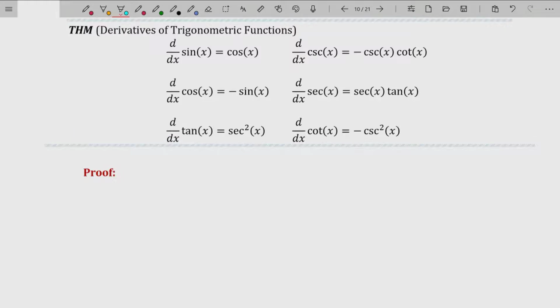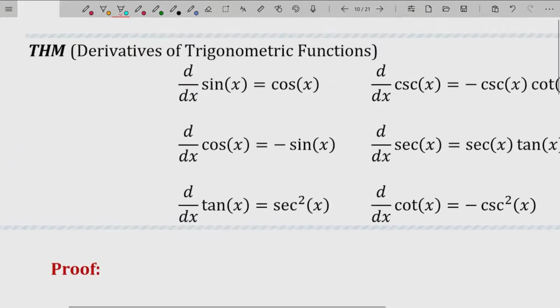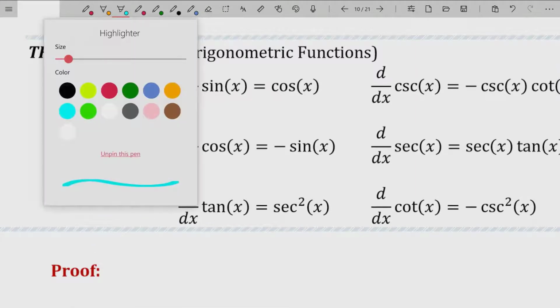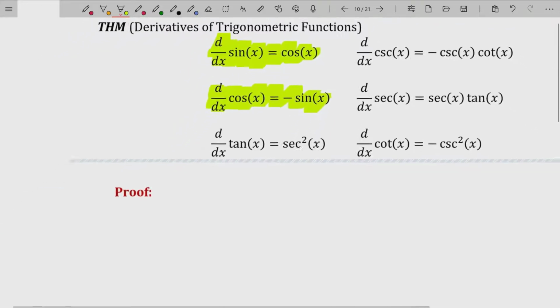Now I'm going to go ahead and prove two of these. The hardest to prove of the group are these two, this guy right here and this guy right here, because those are the basis for all the other proofs. Once you know that you've proven one of these, you can use it in any other proof that you want. So once I have proven that the derivative of the sine is the cosine, then if I need that somewhere else, I can use it. And I'll show you what that means in a few moments.